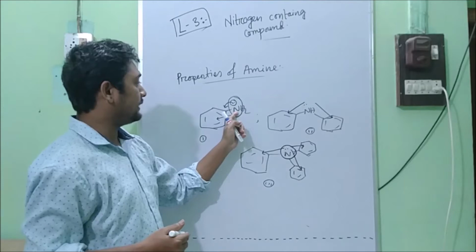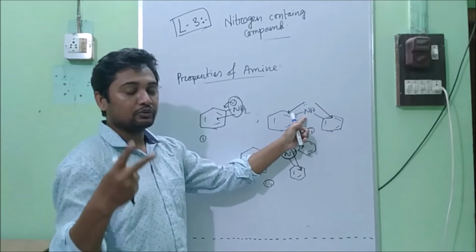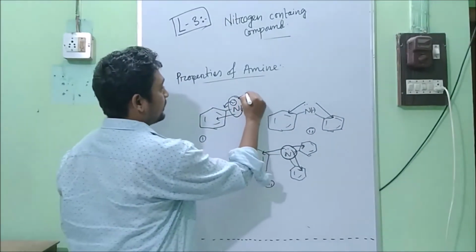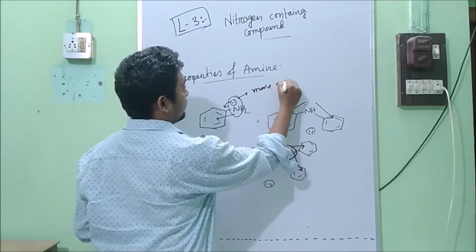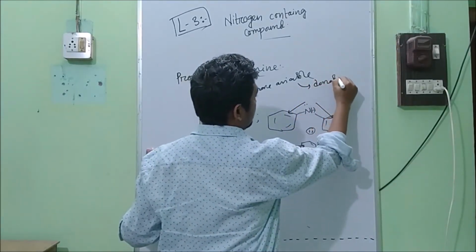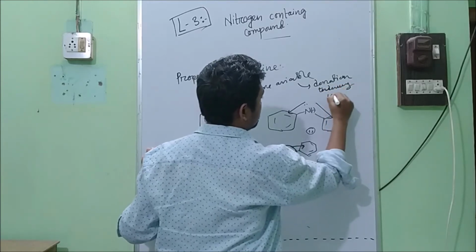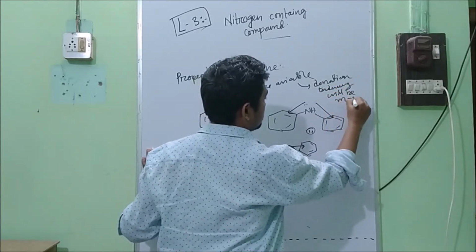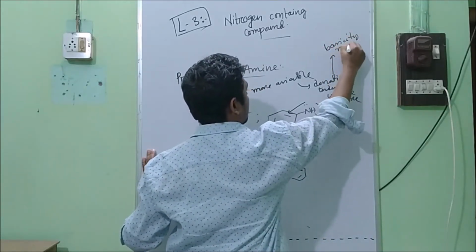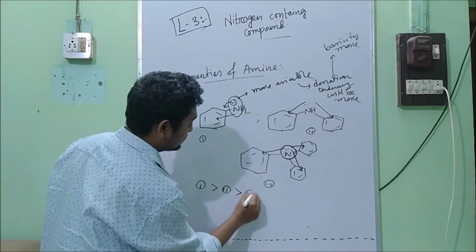The electron density of this nitrogen atom will be greater compared to these other two, because it will participate in resonance with only one benzene ring. This one will participate with two benzene rings. This one will participate with three benzene rings. So the availability of the lone pair will be more. More available means the donation tendency will be more. So basicity will be more. So the order will be 1 greater than 2 greater than 3.